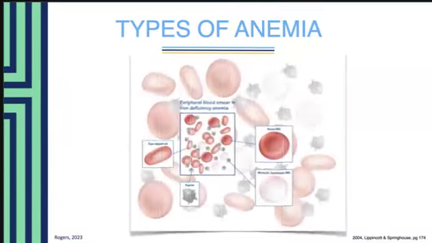Next, we have iron deficiency anemia. It's a microcytic hypochromic anemia caused by insufficient iron for hemoglobin synthesis, resulting in small, pale red blood cells. Patients experience fatigue, weakness, pale skin, headaches, and even brittle nails. Lab findings may show microcytic hypochromic anemia, low ferritin levels, and even high total iron binding capacity.